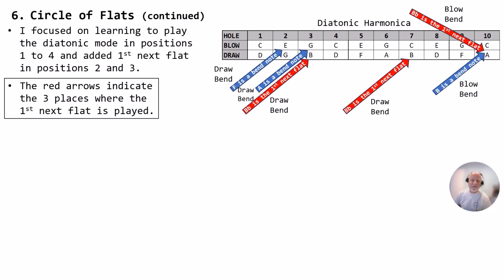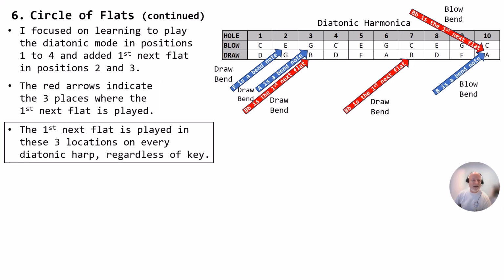So you can see the B flat is 3 draw, and just bending that down to a B flat. And then on 7 draw, there's another place for the B flat. And then on the 10 blow, you have to bend a whole step down from the C to get that B flat. And that's the same place on every harp. So the first next flat is played in these 3 locations on every diatonic harmonica, regardless of key.